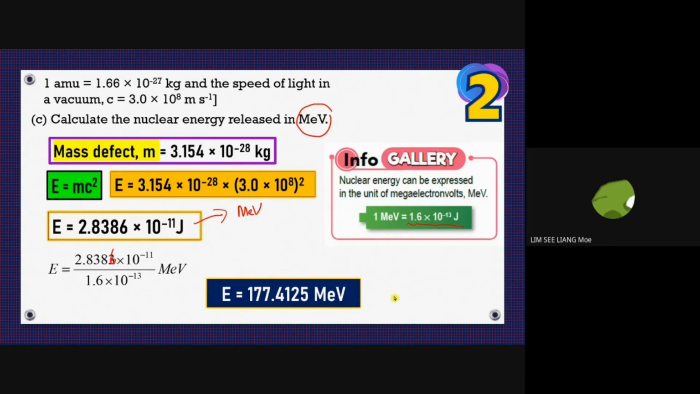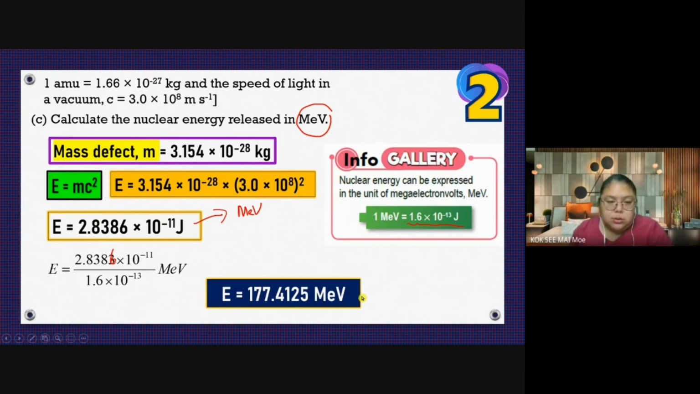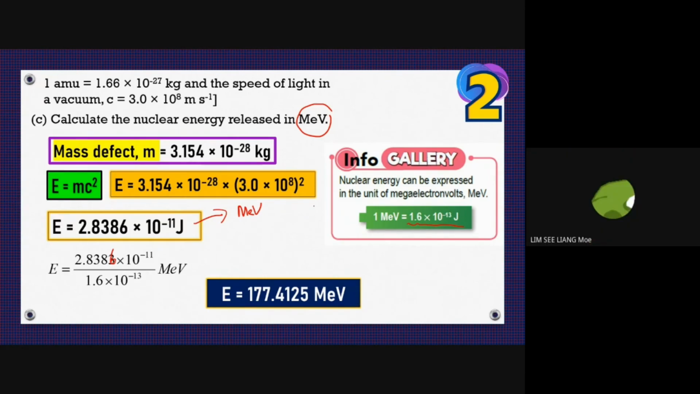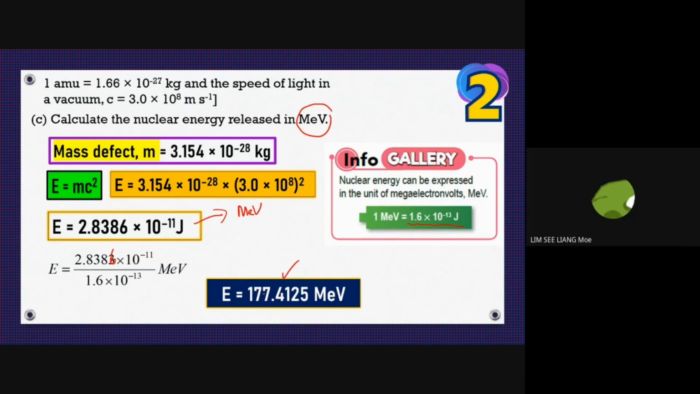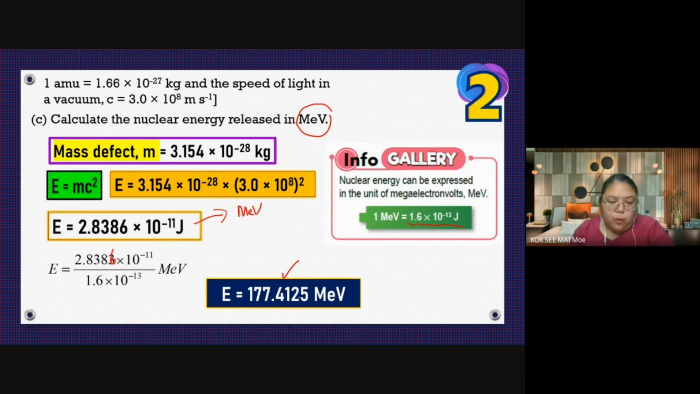Wait, mega. Okay, 177.4125. If I do just now 2.8386 times 10 power negative 11, then over 1.6 power negative 13, you get the same. So this answer is correct. Okay, 177.4125. Then don't forget the unit becomes mega electron volt. So you bring the unit here.